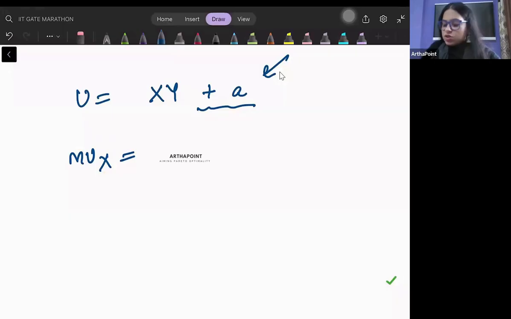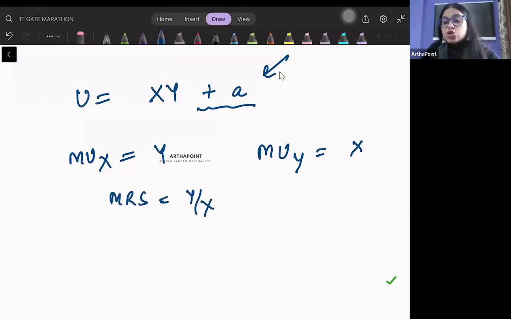It will go away. So it will simply be y. When I find MUY, it will simply be x. So my MRS will still be y by x. So constants are the first way to do monotonic transformation.